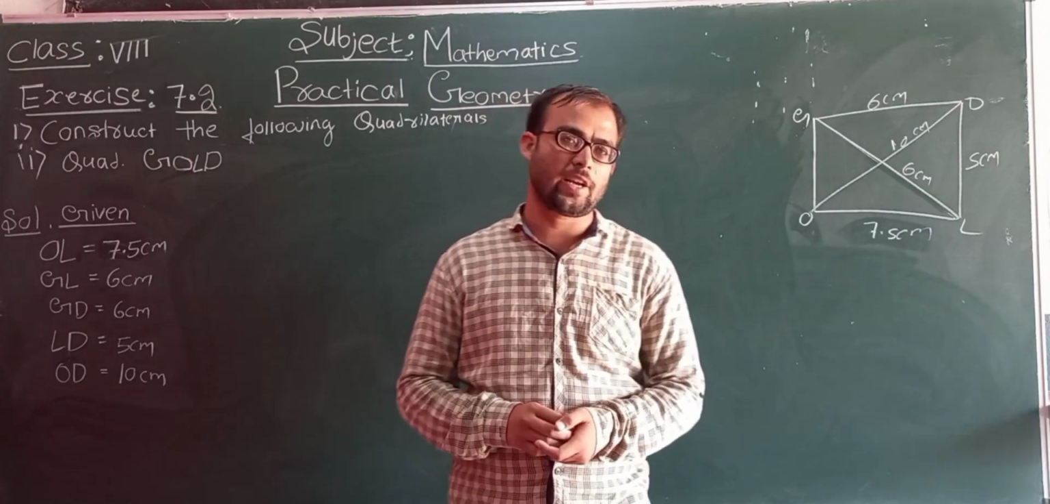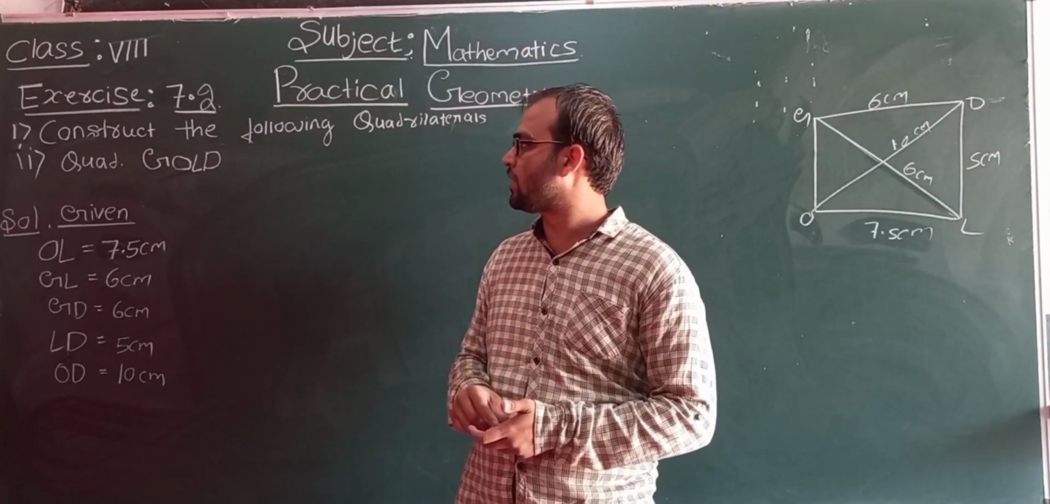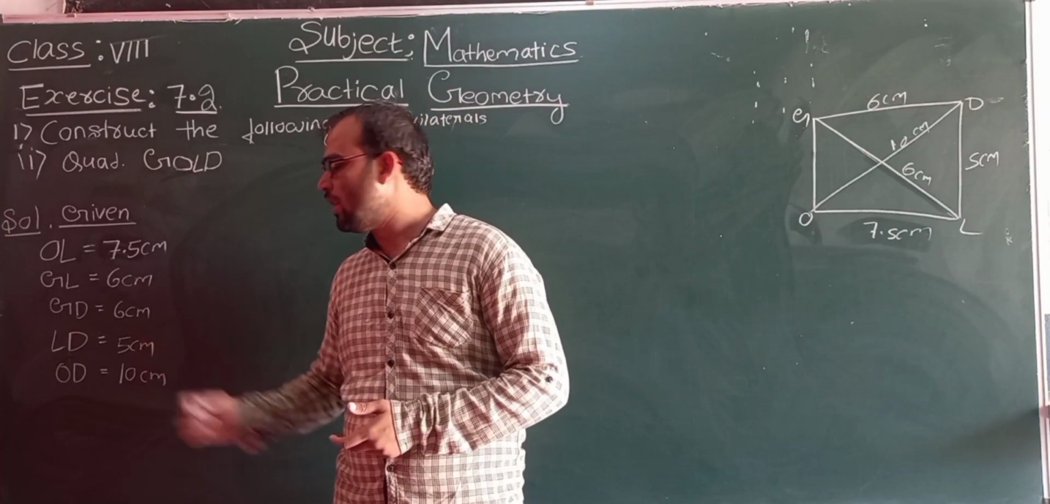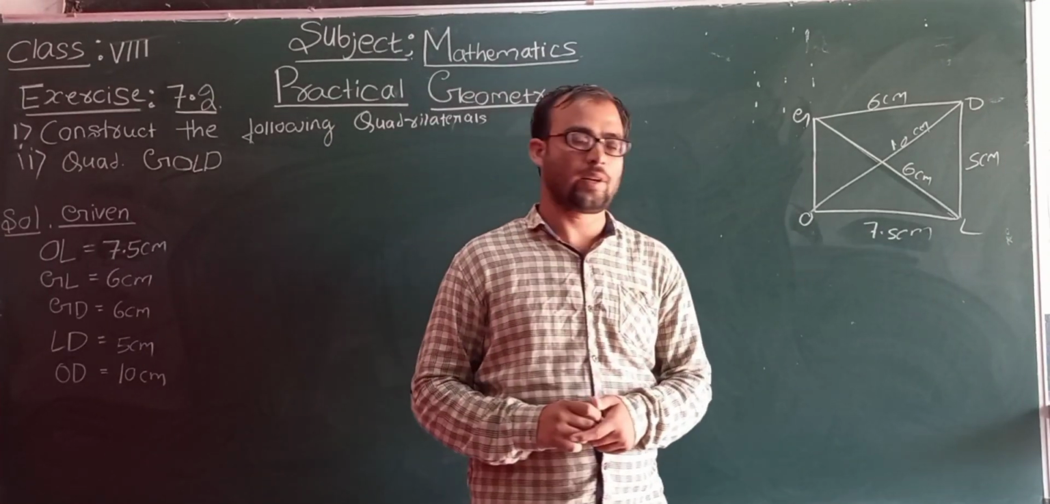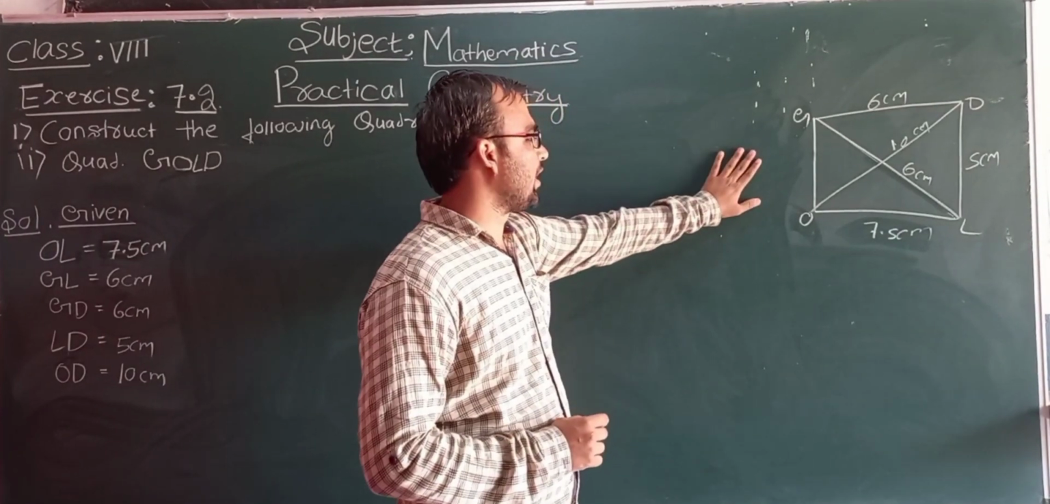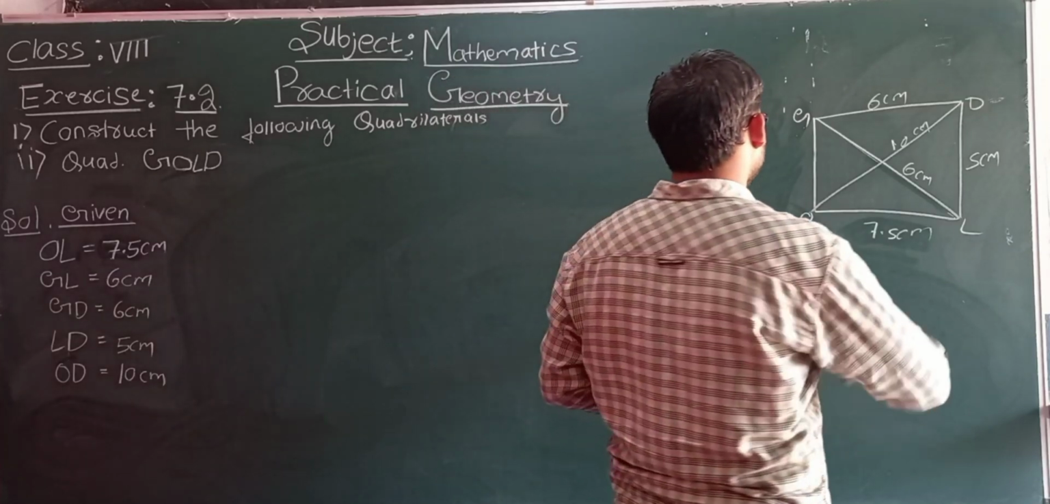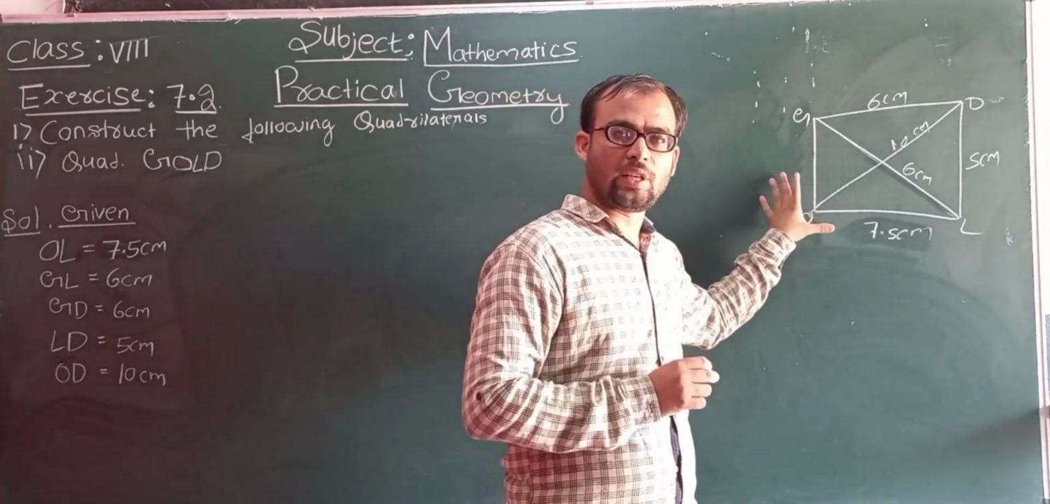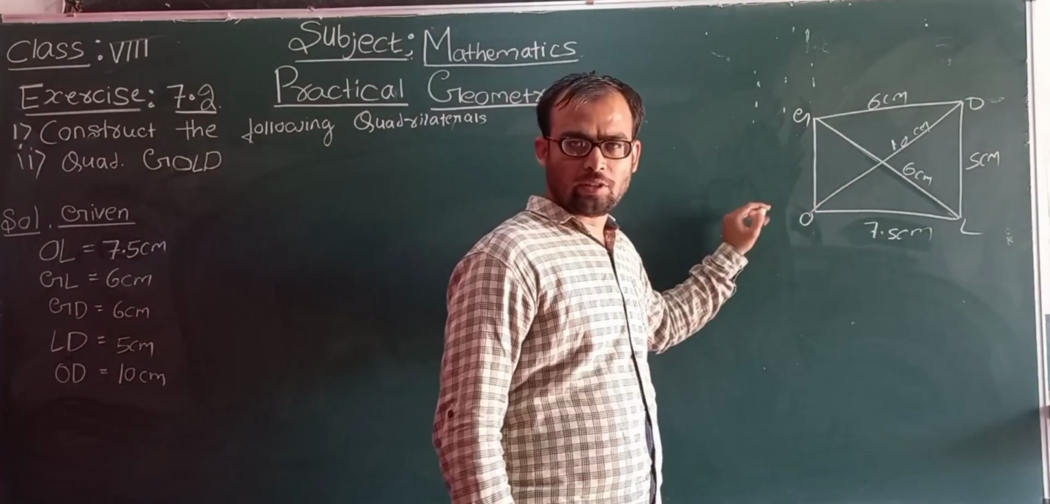Students, now let us solve the second question. Here they have given, construct the quadrilateral GOLD. They have given the measurements to construct the quadrilateral. Here I have drawn the rough sketch. First, you need to write the measurements in the rough sketch so that you will not get confused.